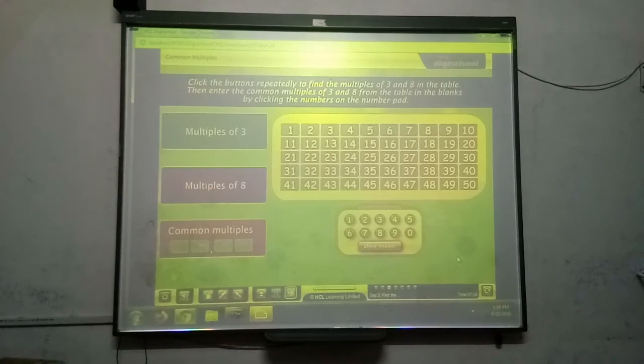Click the buttons repeatedly to find the multiples of 3 and 8 in the table. Then enter the common multiples of 3 and 8 from the table in the blanks by clicking the numbers on the number pad.